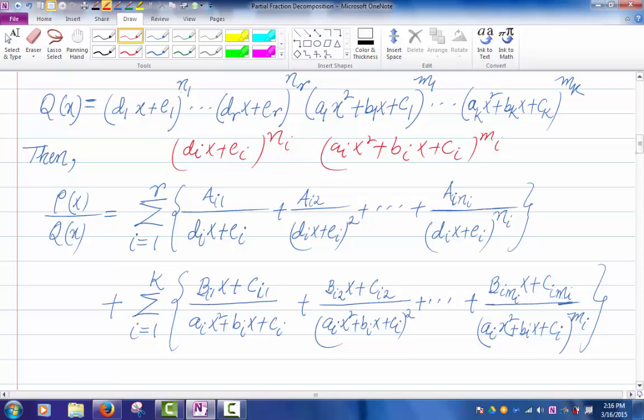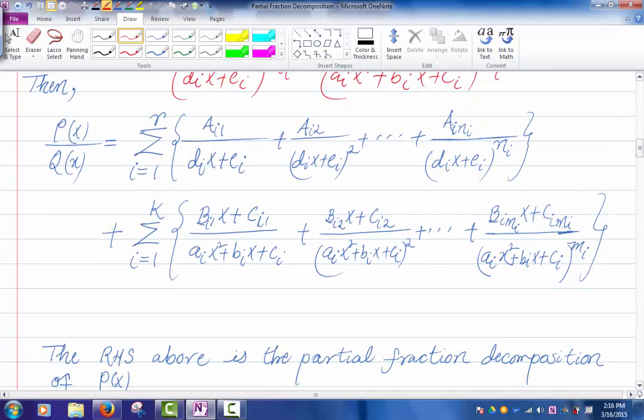Each numerator will be a linear function. So when you have a quadratic denominator, the numerator is linear. When you have a linear denominator, the numerator is constant. The degree is always 1 less. Okay? If that makes sense, let's go over some examples. It's going to make it more clear.